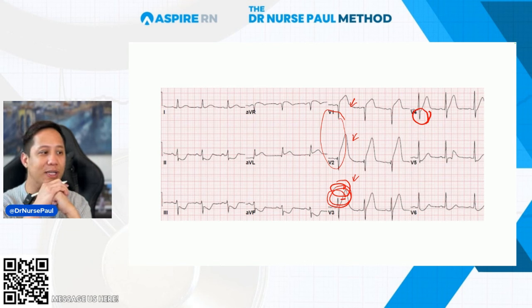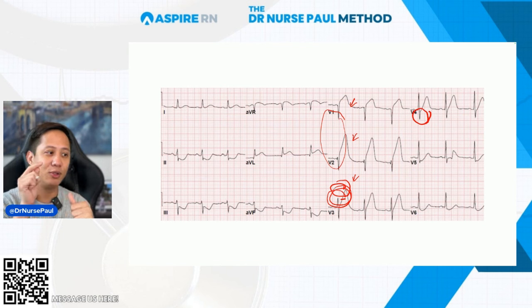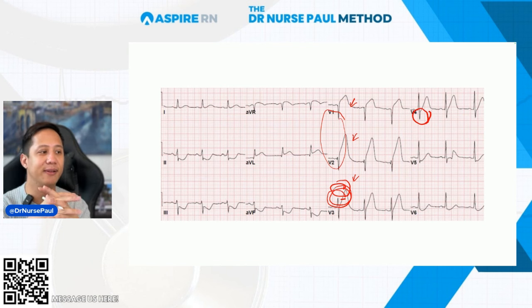So what type of MI is this? Where is the MI coming from? The septum. It guides the cardiologist to look at the septum, to the blood vessel called the LAD, left anterior descending artery, to find where the clot is coming from, because MI is usually caused by clots. All right, next.